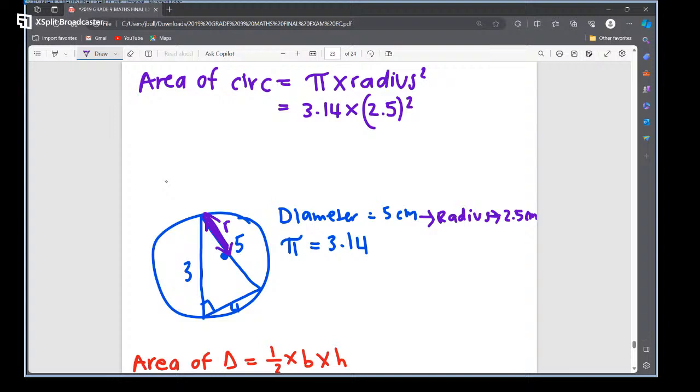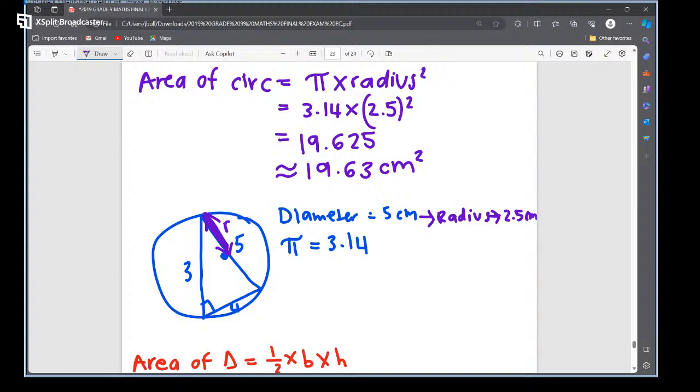Okay, you would just plug that into your calculator. Let's have a look at what this is. If your calculator doesn't do the square thing, you could also just say 2.5 times 2.5 and then times 3.14, and we get 19.625. Then they tell us right at the beginning of this paper, and it usually is the case, round to 2 decimals, so 19.63, and again centimeters squared because it is area.